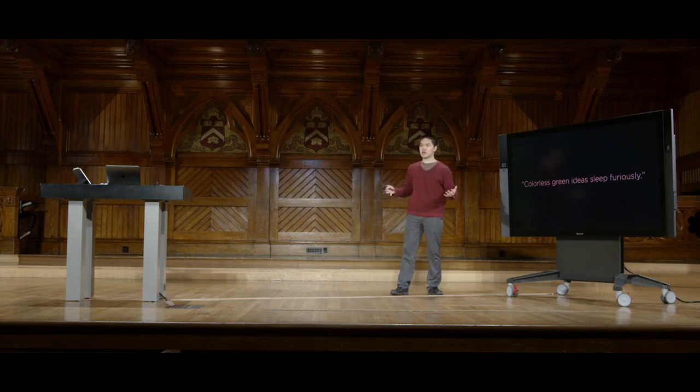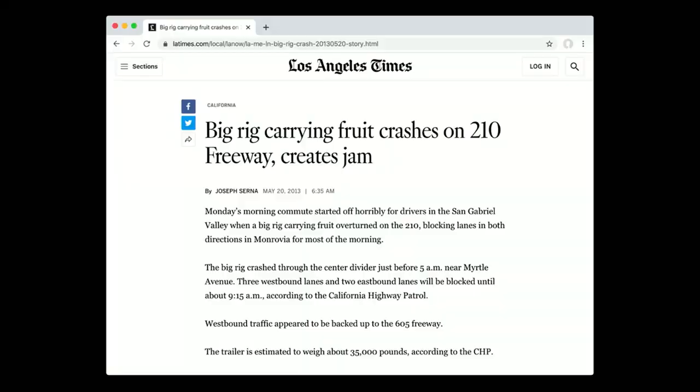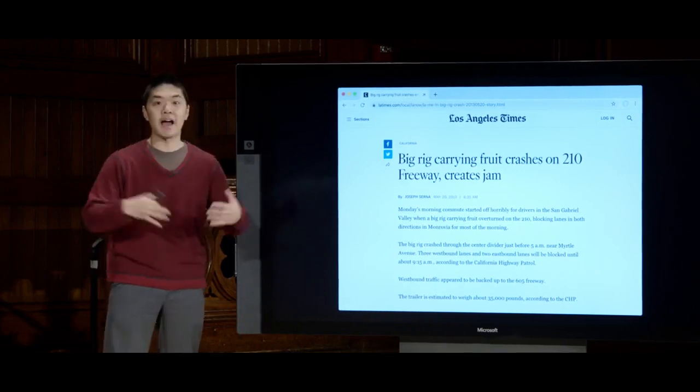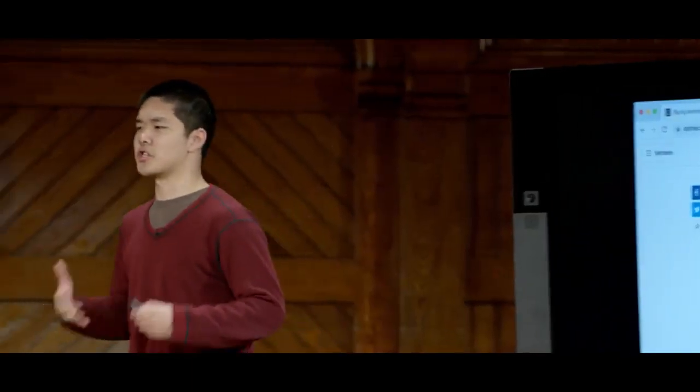Semantics itself can also be ambiguous, given that different structures can have different types of meanings, and different words can have different kinds of meanings. So the same sentence with the same structure might end up meaning different types of things. My favorite example from the LA Times is a headline that was in the Los Angeles Times a little while back. The headline says, "Big rig carrying fruit crashes on 210 freeway, creates jam." So depending on how you look at the sentence, how you interpret the sentence, it can have multiple different meanings. And so here, too, are challenges in this world of natural language processing, being able to understand both the syntax of language and the semantics of language. And today, we'll take a look at both of those ideas.